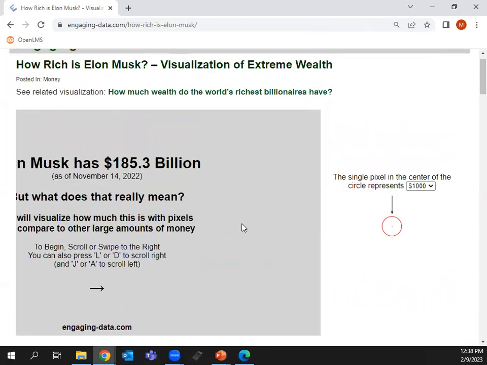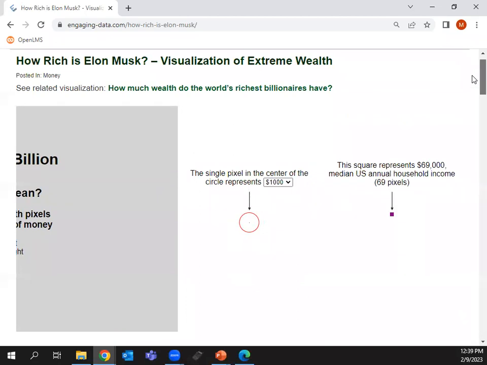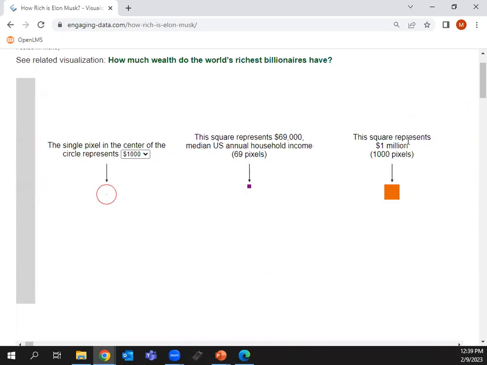I'm going to keep scrolling. I'm just going to press my L button for now. So that little purple square that you see, that's the average American income. How much do Americans make a year? $69,000 American, probably like 80 or 90 grand Canadian, I don't know. 69 pixels. So if I keep going, this is $1 million. Orange block, $1 million.